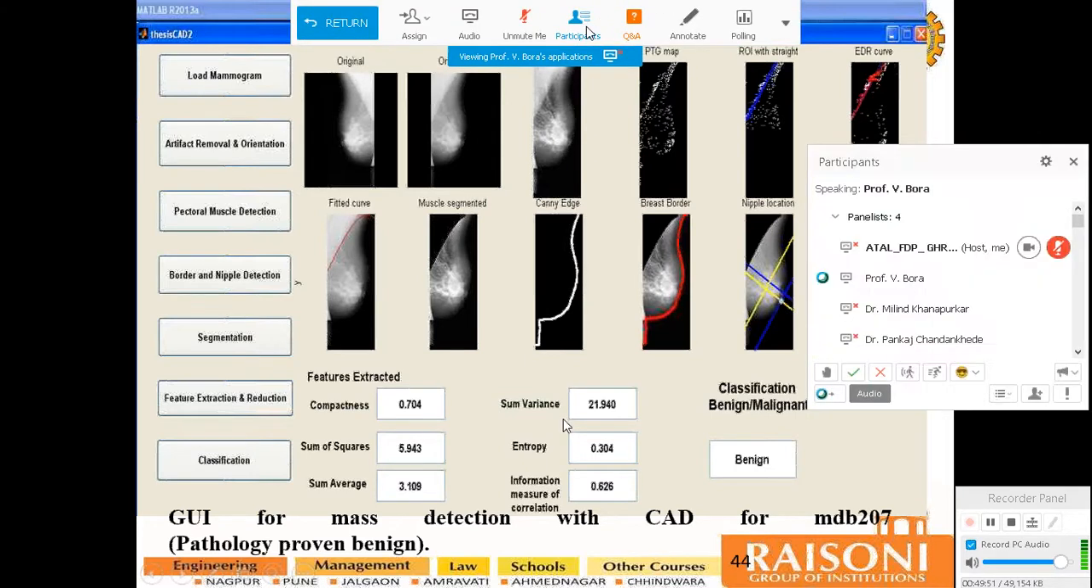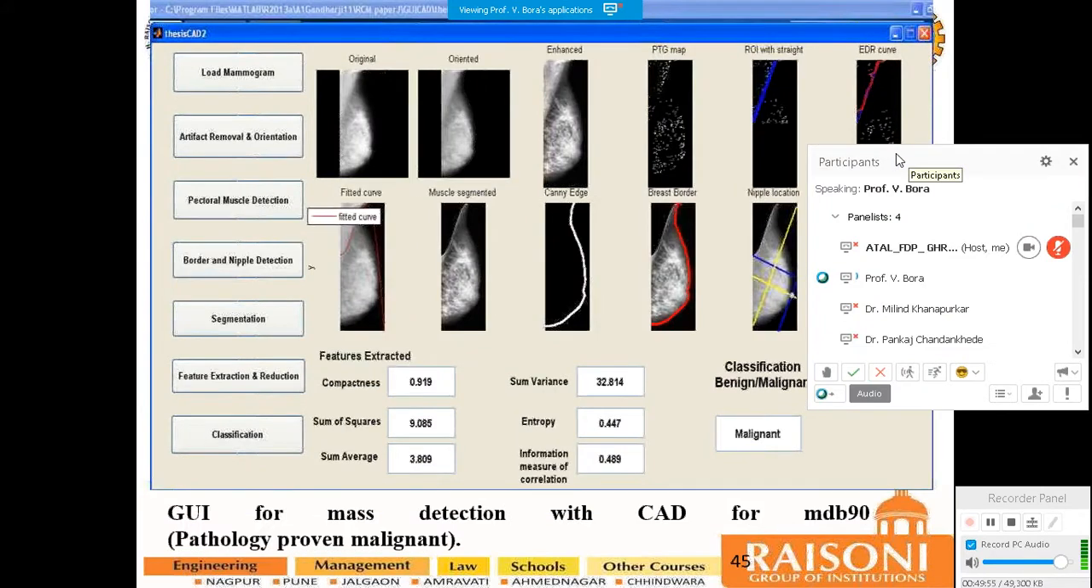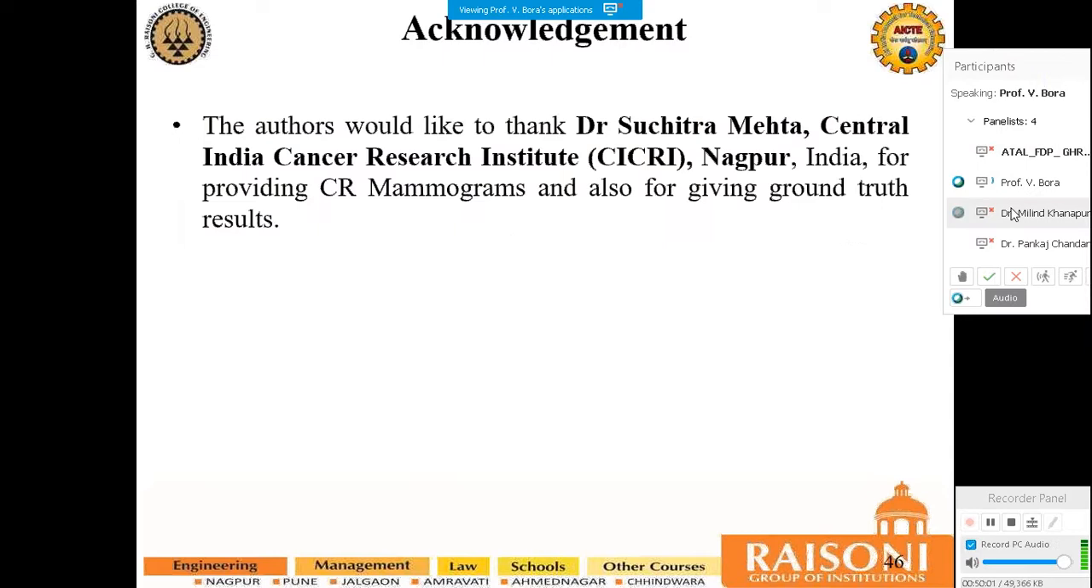So this is the GUI for two images from the database. Okay. So acknowledgement to Dr. Suchita ma'am. She has given us the database and also the ground truth results. These are the references.